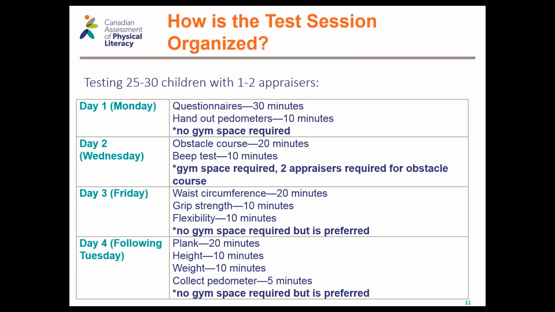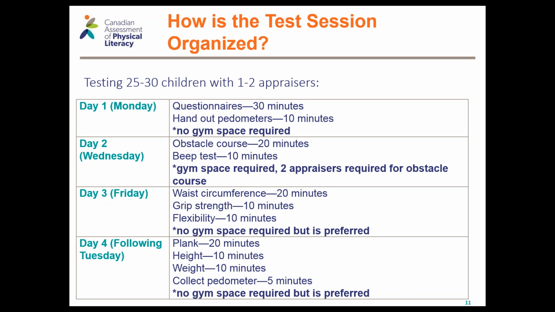So day 1 would be questionnaires. That would take about 30 minutes of your time. And then you would hand out pedometers after the questionnaires are filled out. About 10 minutes to do that, just to go over how to wear the pedometers. And you'd actually need no gym space for this portion. You could do it at a desk, or you can even have them fill out the questionnaires at a computer if you have that available to you, or iPads, whatever you have available, but no gym space required.